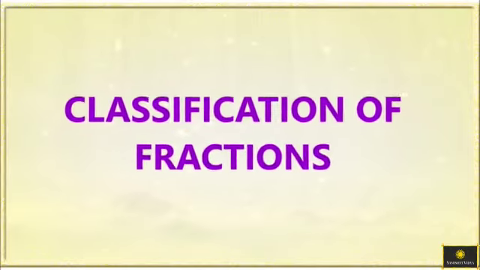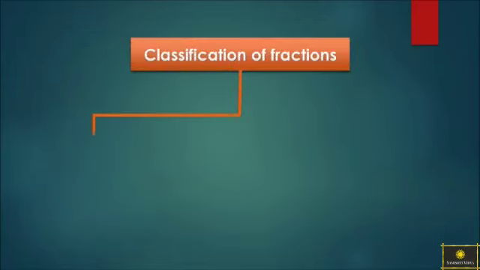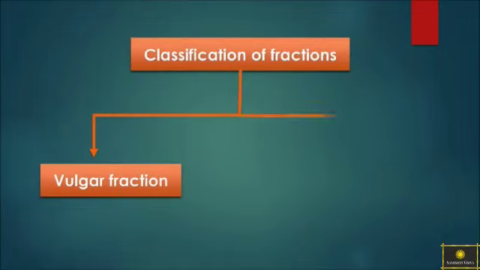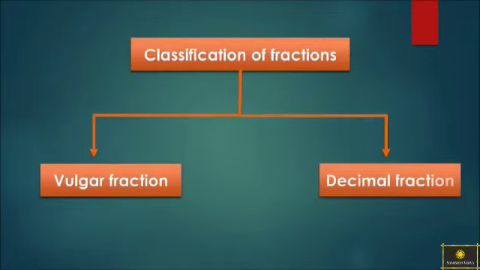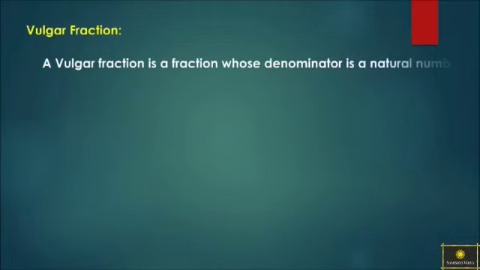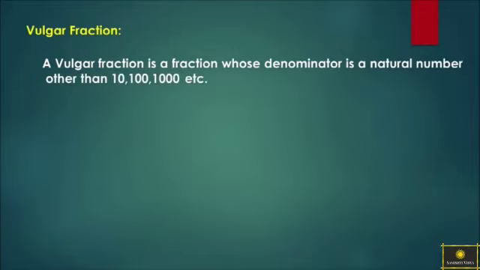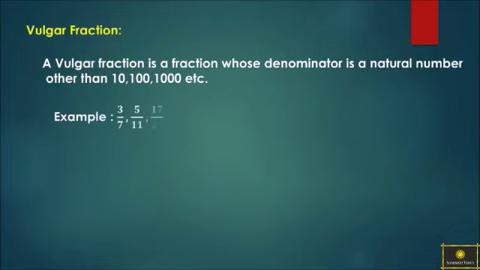Let's learn the classification of fractions. Fractions are classified into 2 types: vulgar fractions and decimal fractions. What are vulgar fractions? A vulgar fraction is a fraction whose denominator is a natural number other than 10, 100, 1000, etc. For example, 3 divided by 7, 5 divided by 11, 17 divided by 20, 37 divided by 15, etc.